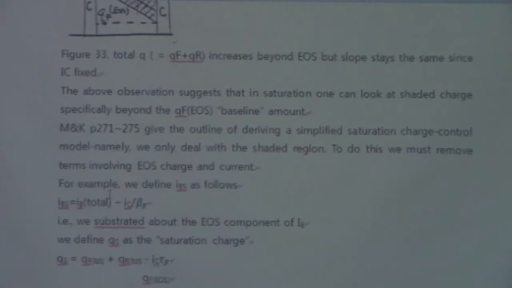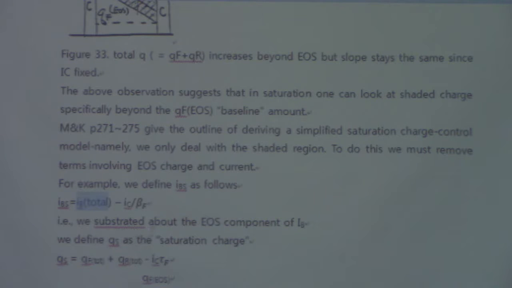We define the saturated base current as IB total minus IC over beta F. If you divide the collector current by the gain, then it's going to be the base current, right? So this is the normal base current, and this is the total base current.